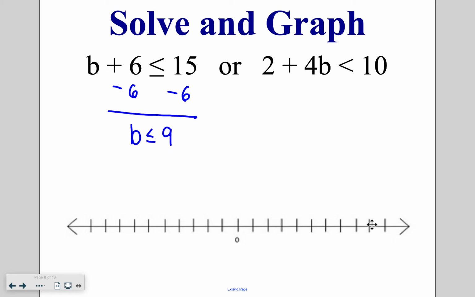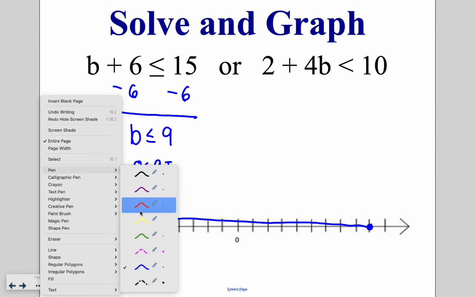So I'm going to start at 9 with a filled in dot, and I'm going to test my point of 0 is less than or equal to 9, which is a true statement. So I want all of those values going to the left, which are smaller than 9.